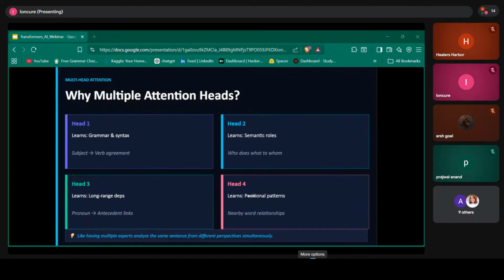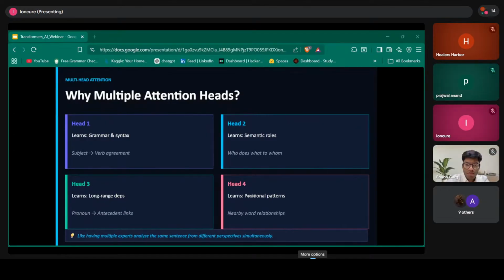For example, one head might specialize in grammar, like making sure the subject and verb agree. Another might track semantic roles, who did what to whom. Another might capture long-term dependencies, like connecting a pronoun back to its noun, maybe 100 words earlier. Think of it like this, and I will explain with an example.